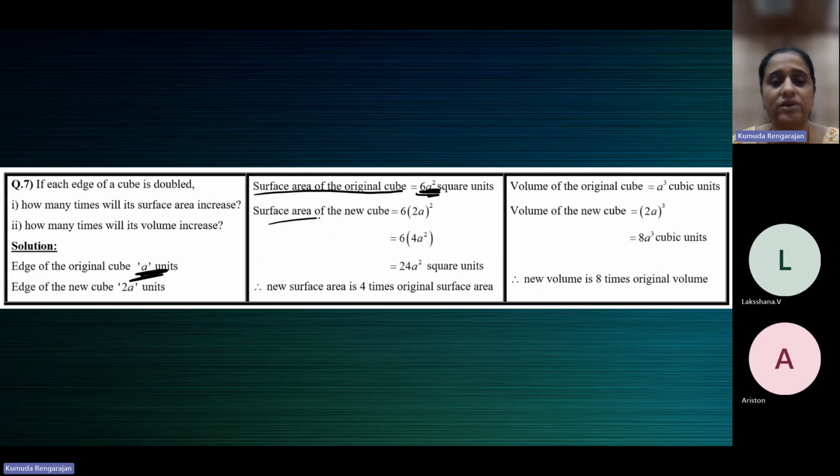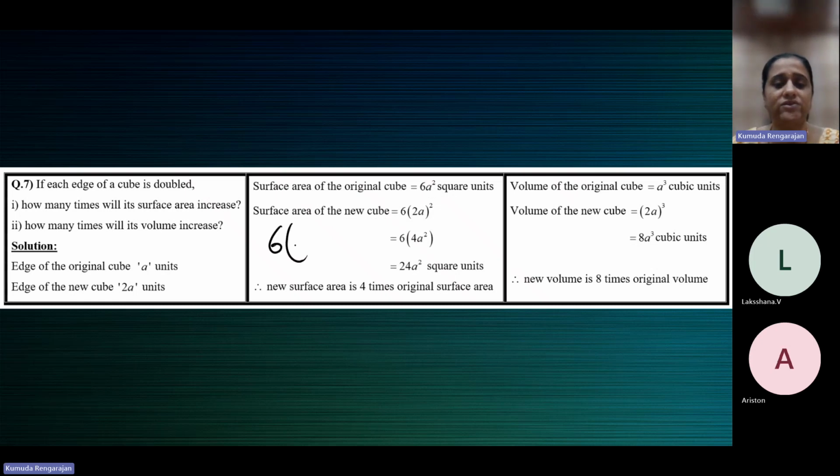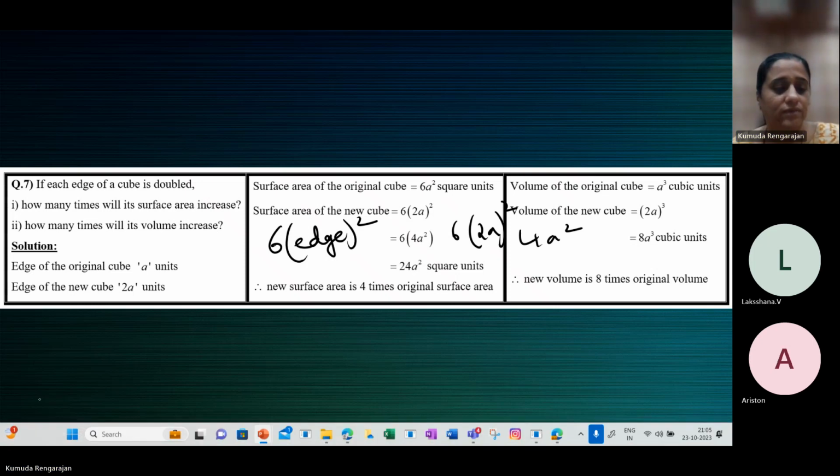But the surface area of the new cube will be 6 into the edge, which is 2a, the whole square. The formula to find the surface area is 6 into edge square. So 6 into the edge, now 2a, the whole square. So 6 into 4a square, because 2a into 2a is 4a square. So 6 into 4a square is 24a square units.